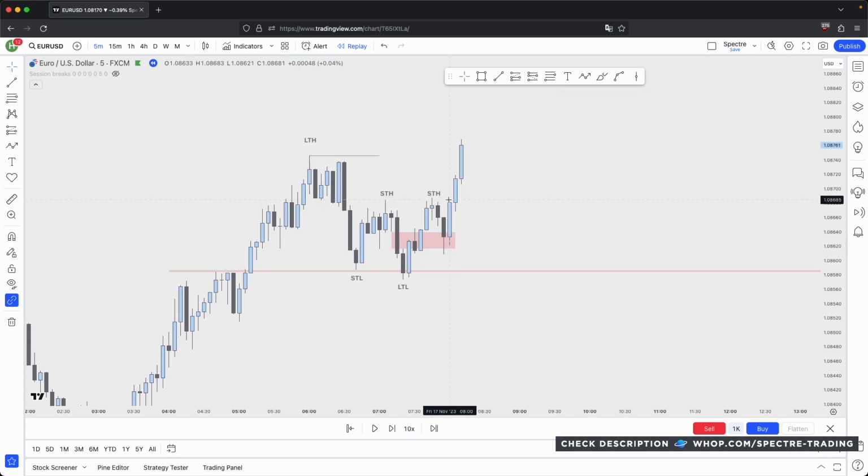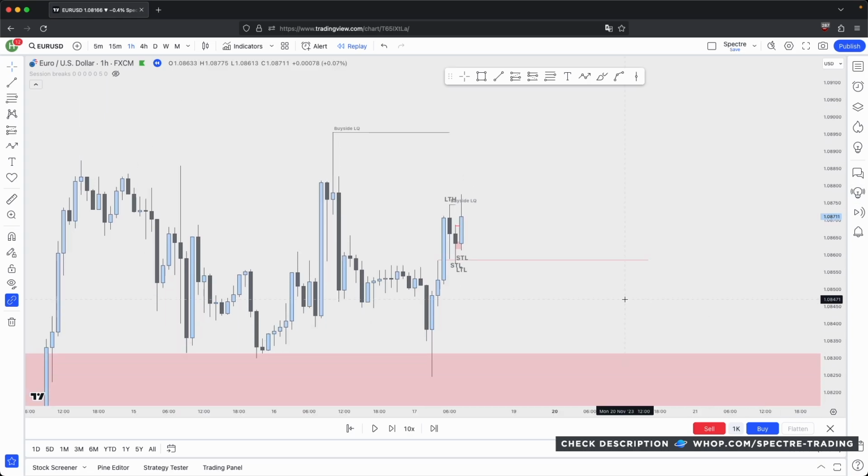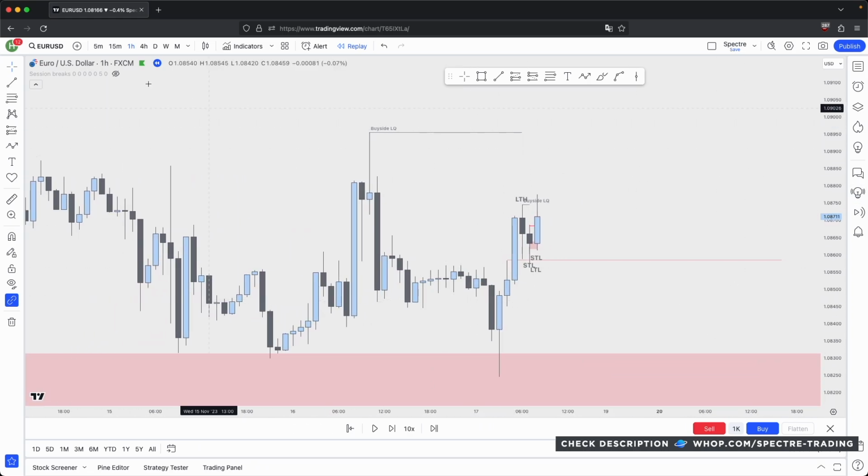And as you would expect, the short-term high gets violated, giving you a market structure break. When you have this market structure break, this confirms your long-term low. This is your short-term low. And as you would expect, this long-term high gets violated in the form of a buy-side liquidity. So if you jump back onto the hourly time frame, this is your overall drawn liquidity.